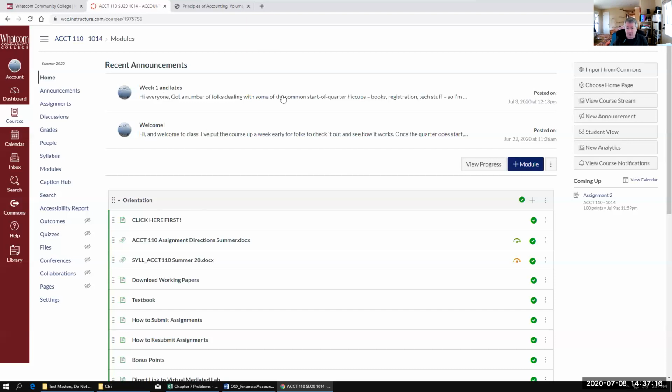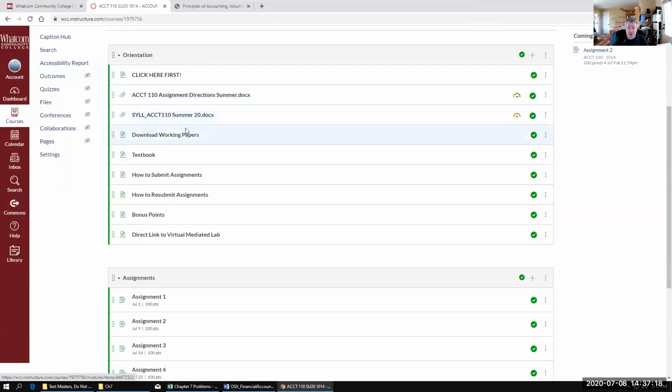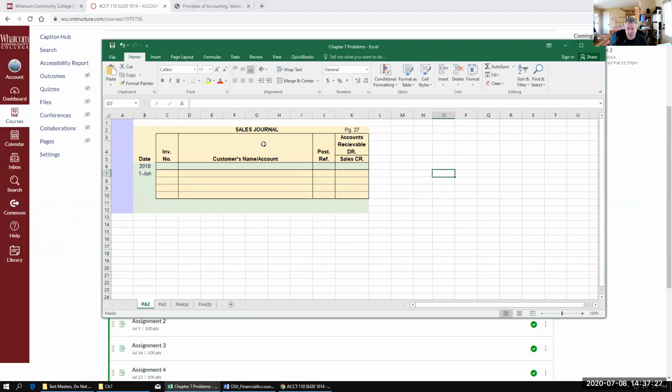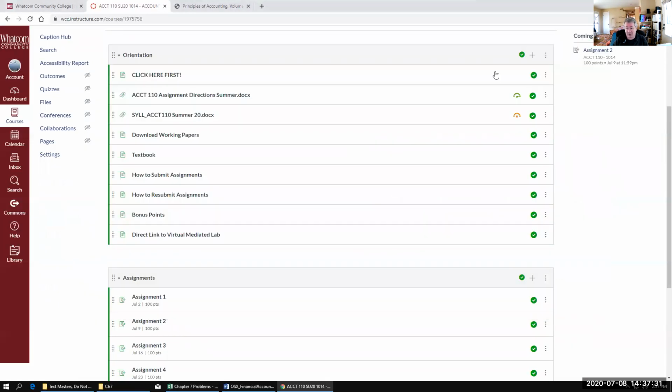I've got Canvas open here. First of all, if you haven't downloaded the working papers and aren't using the working papers that we provide, here they are for chapter 7. You can see that most of the work has been done for you here. You just have to put your answers in. So if you're not using those already, you're going to want to do that. This is where you can find them on Canvas.